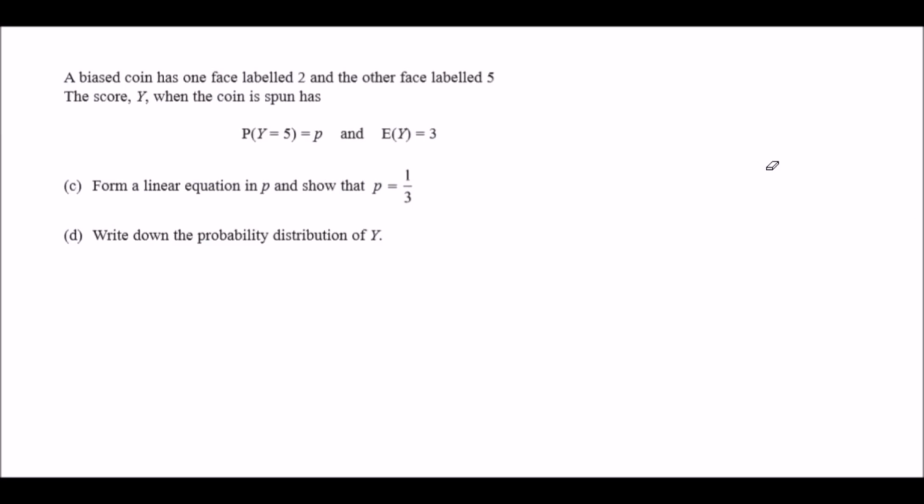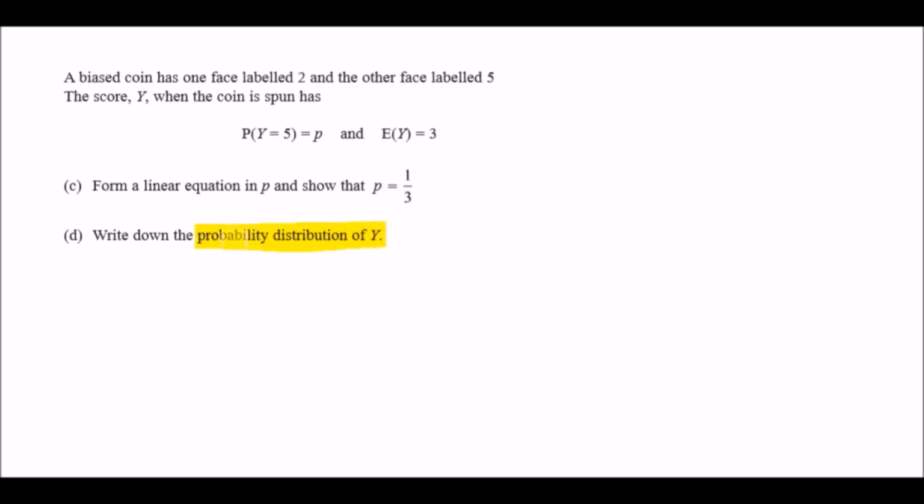Okay, parts C and D. Now what do we have here? A biased coin has one face labeled 2 and the other face labeled 5. The score Y when the coin is spun has the following distribution. It tells us that the probability when the coin lands on 5 is P, and the expected value of Y is 3. So for C and D, form a linear equation in P and show that P is a third, and write down the probability distribution of Y.